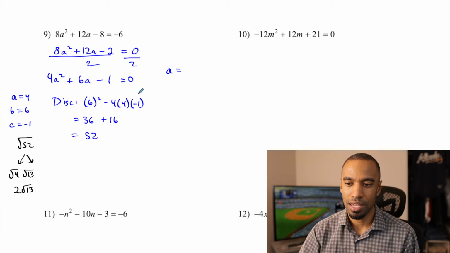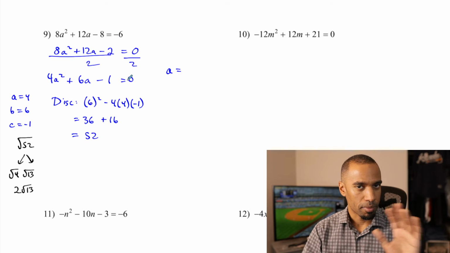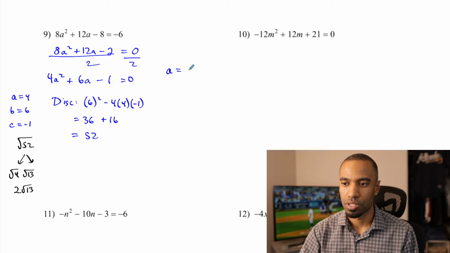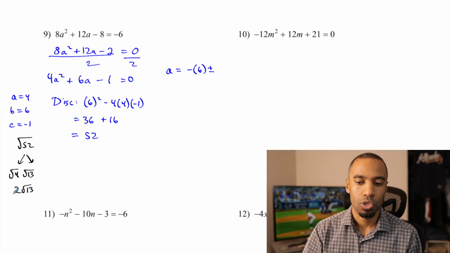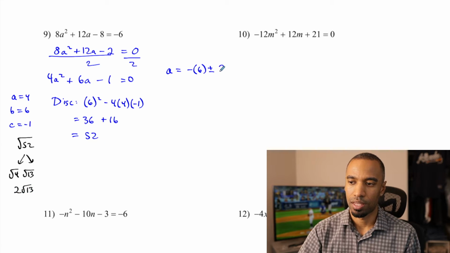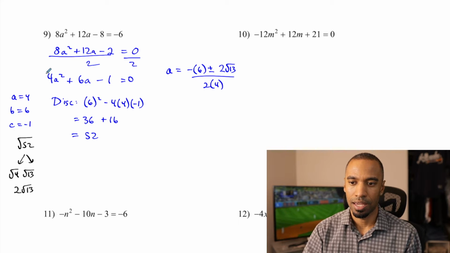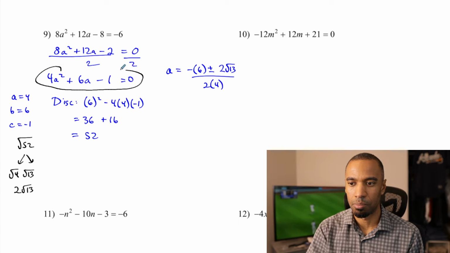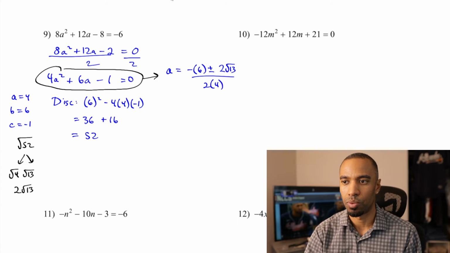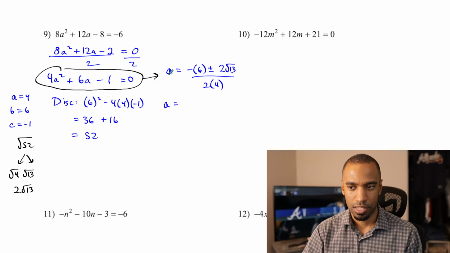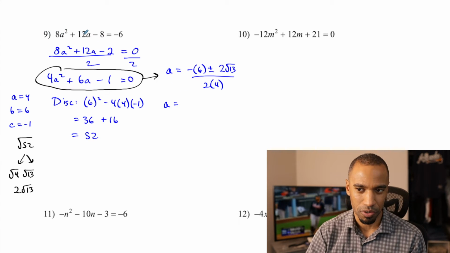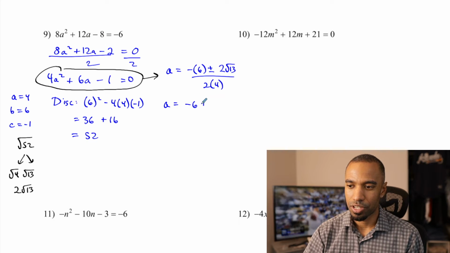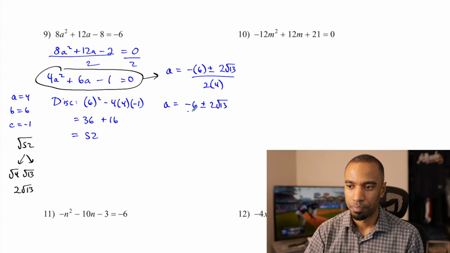Now, by the way, a is my variable. It's not an x. So a equals negative b, remember the formula, negative b plus or minus the square root of b squared minus 4ac right there. So 2 root 13 all divided by 2a. And remember, I'm using this portion here because we divided everything by 2. So all divided by 2a. Not to confuse it with this a here. When you do a test or something like that, I make sure these are just x's. A equals negative 6 plus or minus 2 root 13 all over 8.